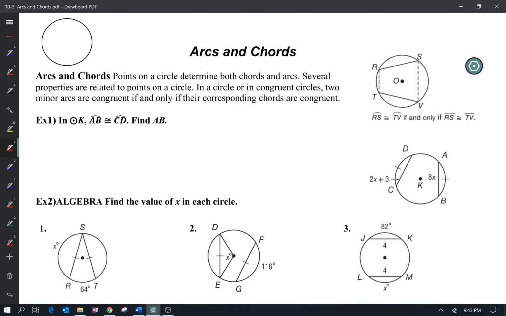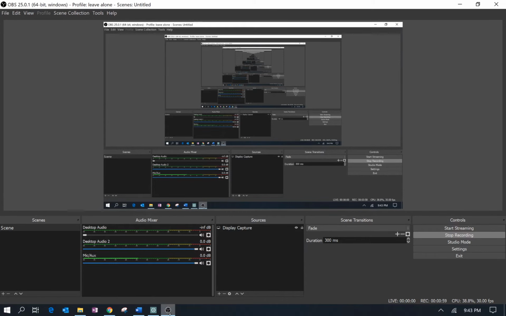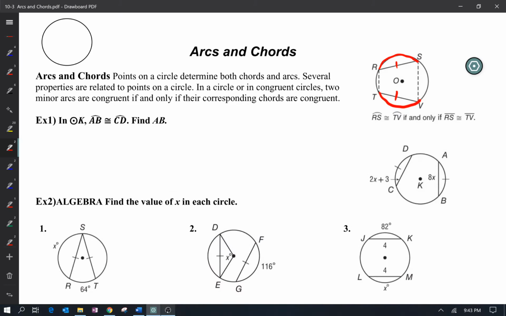So the first one we're going to talk about is the arcs and chords theorem. And this is all it says. Pretty easy. It says if two chords are equal, then their arcs are equal. That's all it's saying. If the chords are equal, the arcs are equal. And also true that if the arcs are equal, then the chords must be equal also. So there's a converse of that statement. So pretty easy. Chords are equal, arcs are equal.